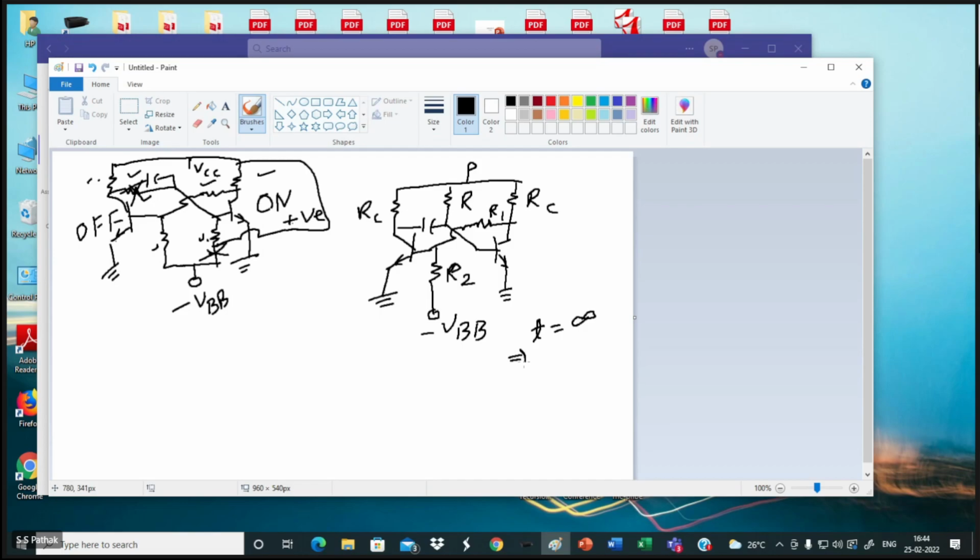implies, what is that? VC2, the collector of the second transistor. I'm calling this as my Q2. I'm calling this as my Q1. So VC2 is nothing but VCES at t equal to infinity. Okay, I'll come to t equal to 0 plus and some other intermediate time in between to solve that. VC2 is VCES. What is my VB2?